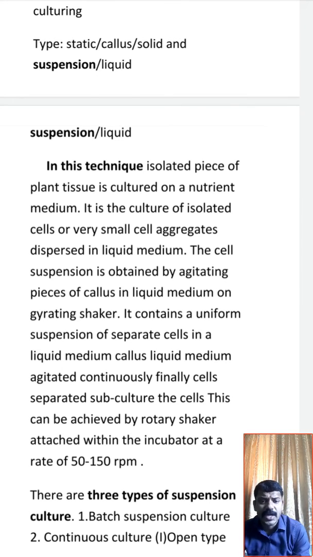Cells are separated. After a periodical time, we will again remove the cells. We will shift them to a new Erlenmeyer flask, so that we will remove the accumulated waste product or the metabolite also, which we don't want. This can be achieved by a rotary shaker attached in the incubator at a rate of 50 to 150 RPM, that is rounds per minute.